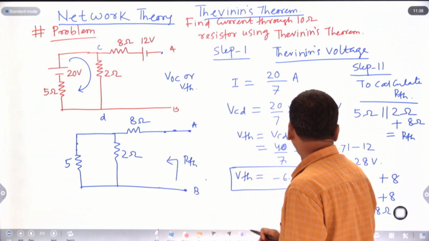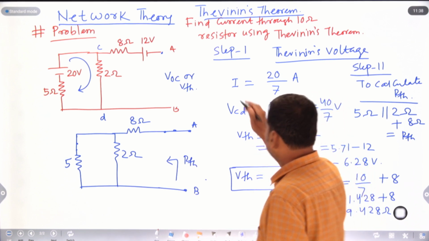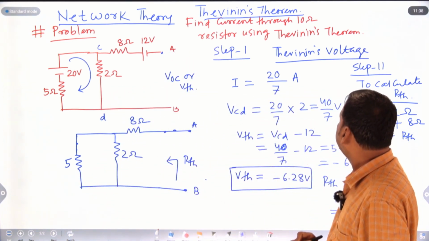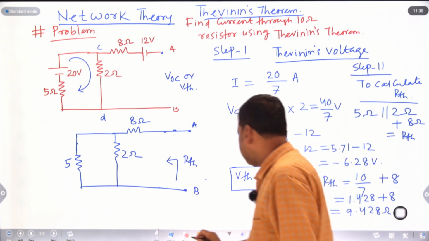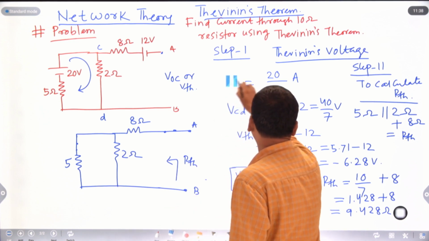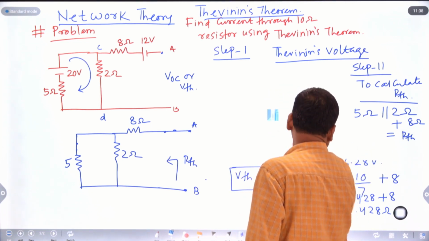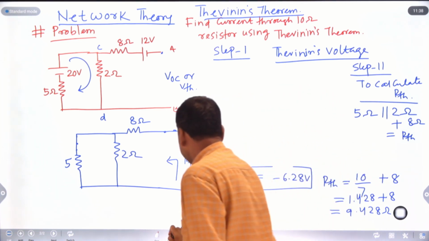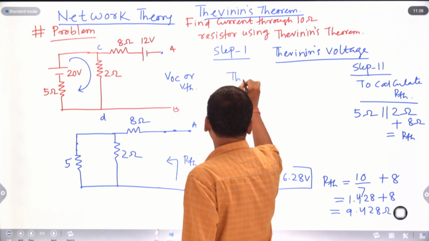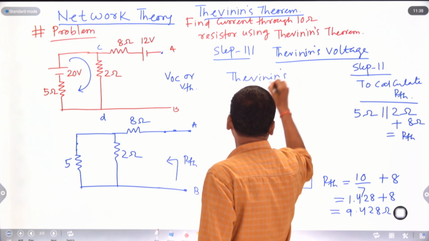Then finally, what will we do? Finally, we will draw the Thevenin's equivalent circuit. So here I have disconnected the resistance, that is your 10 ohm resistor. We have to redraw the Thevenin's equivalent circuit. Finally, in step 3, the Thevenin's equivalent circuit.